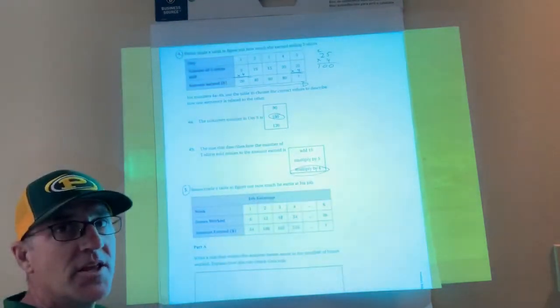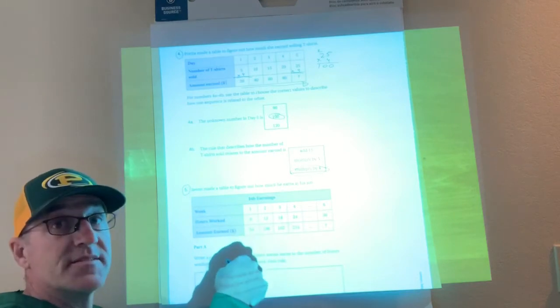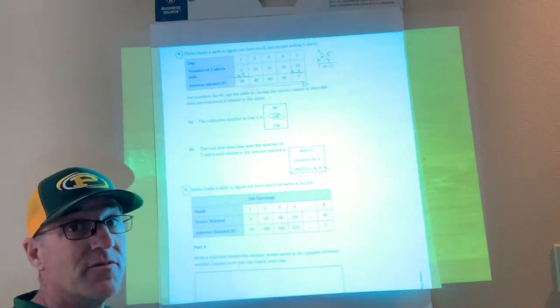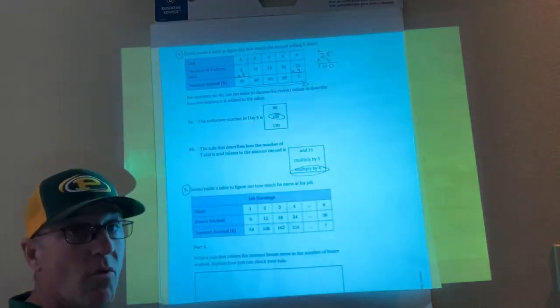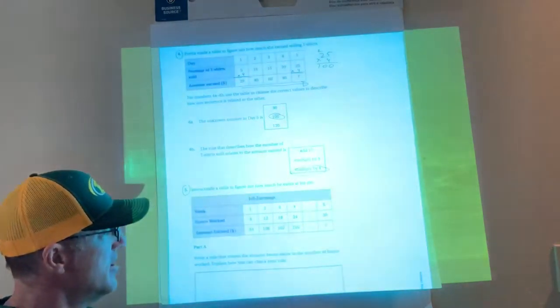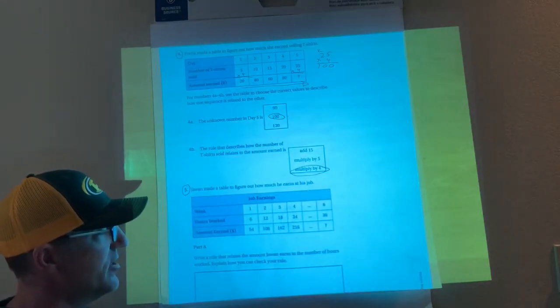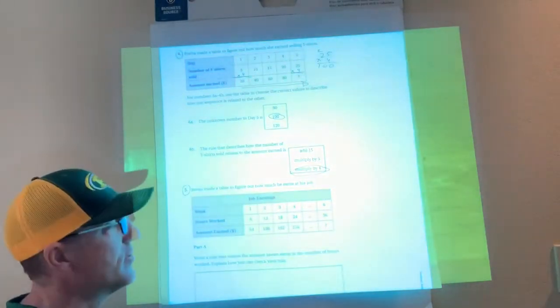Which numbers do we want to use to figure out what our rule is going to be? It's going to be the small ones on the left side of the table. I've got 1, 6, and 54. That sounds a lot better to me than 4, 24, and 216, right? So I want to deal with the small numbers. So it says, write a rule that relates the amount Juwan earns to the number of hours worked. Explain how you can check your rule. So let's do both those things.